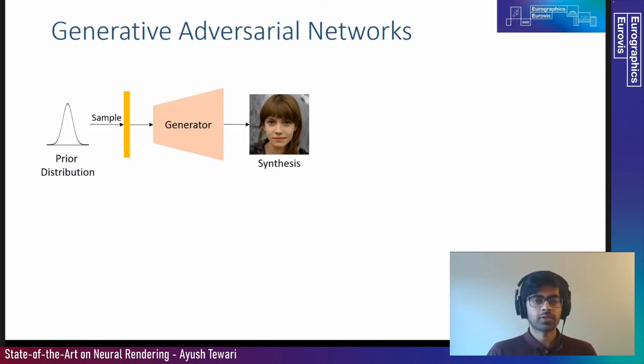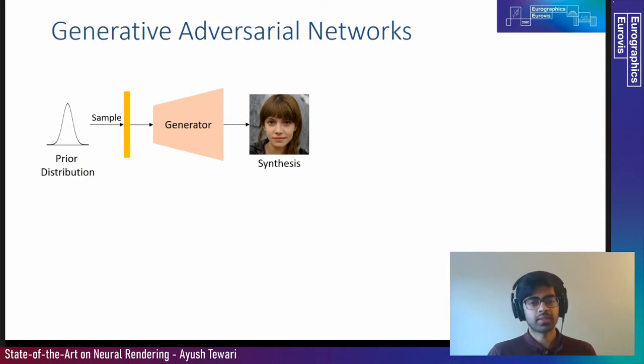So CNNs are also used for synthesis tasks. Generative adversarial networks are very commonly used for this task. Here we sample from a prior distribution, usually a Gaussian, and we take that as our input. This input is then passed through a CNN to synthesize the output image. The task of the network is to synthesize a realistic image for each sample from the prior.